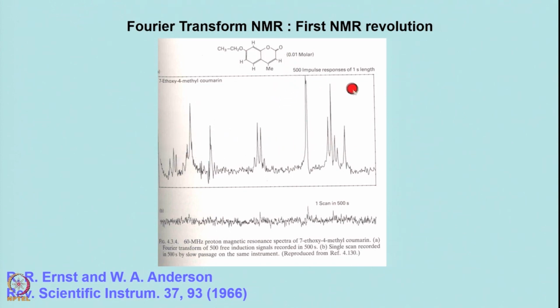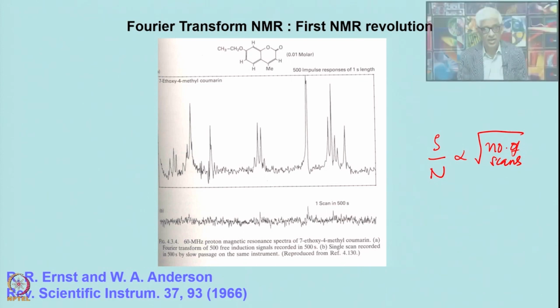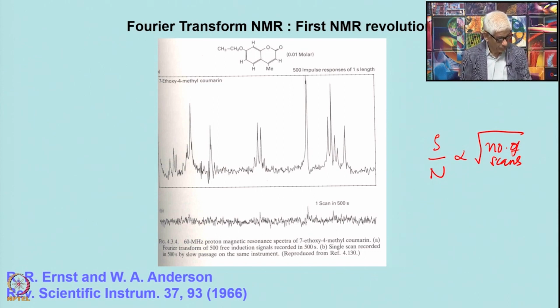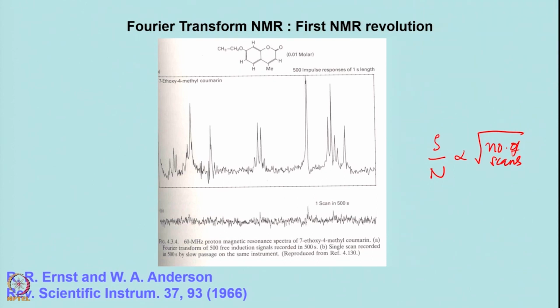Okay. So 500 impulse responses, that is the 500 FIDs of 1 second length, and you do a Fourier transformation at the end. So you gain substantially with regard to the signal to noise ratio, because the signal to noise ratio, as I said, is proportional to the square root of the number of scans you add. So you can collect 500 scans and then you take the square root of those, and that gives you the signal to noise ratio. So this is the significant gain with regard to FT-NMR. Okay. So what are the benefits here?